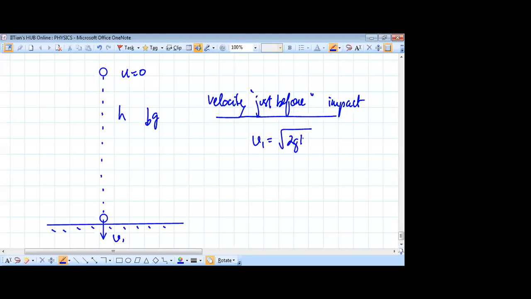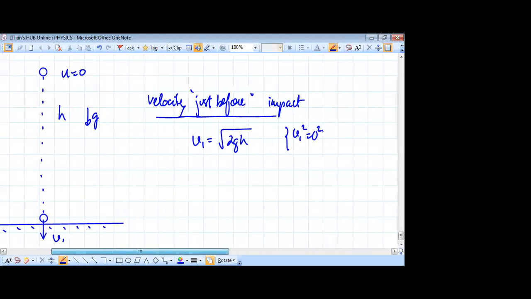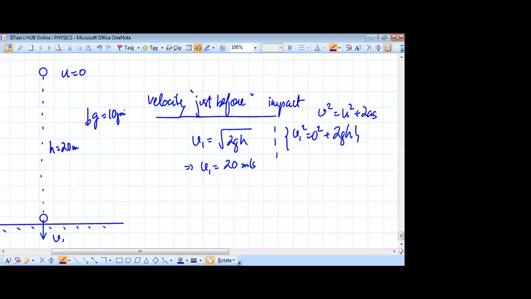Root 2gh. Use the relation that v1 square is u square plus 2gh, from the relation that v square is equal to u square plus 2as. So we'll get v1 as 20 meters per second, because this h was 20 meters, and g was 10 meters per second square. This is the first thing.